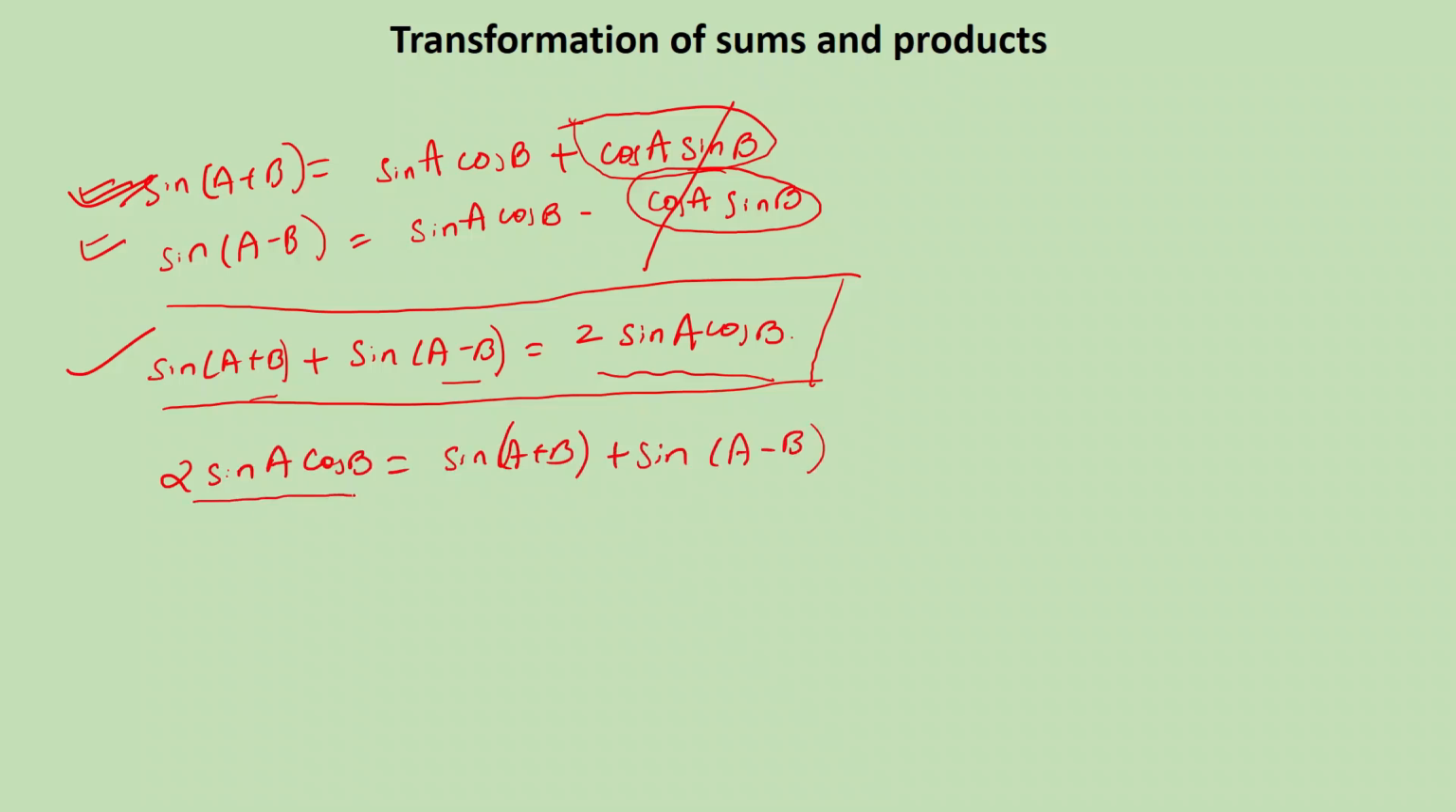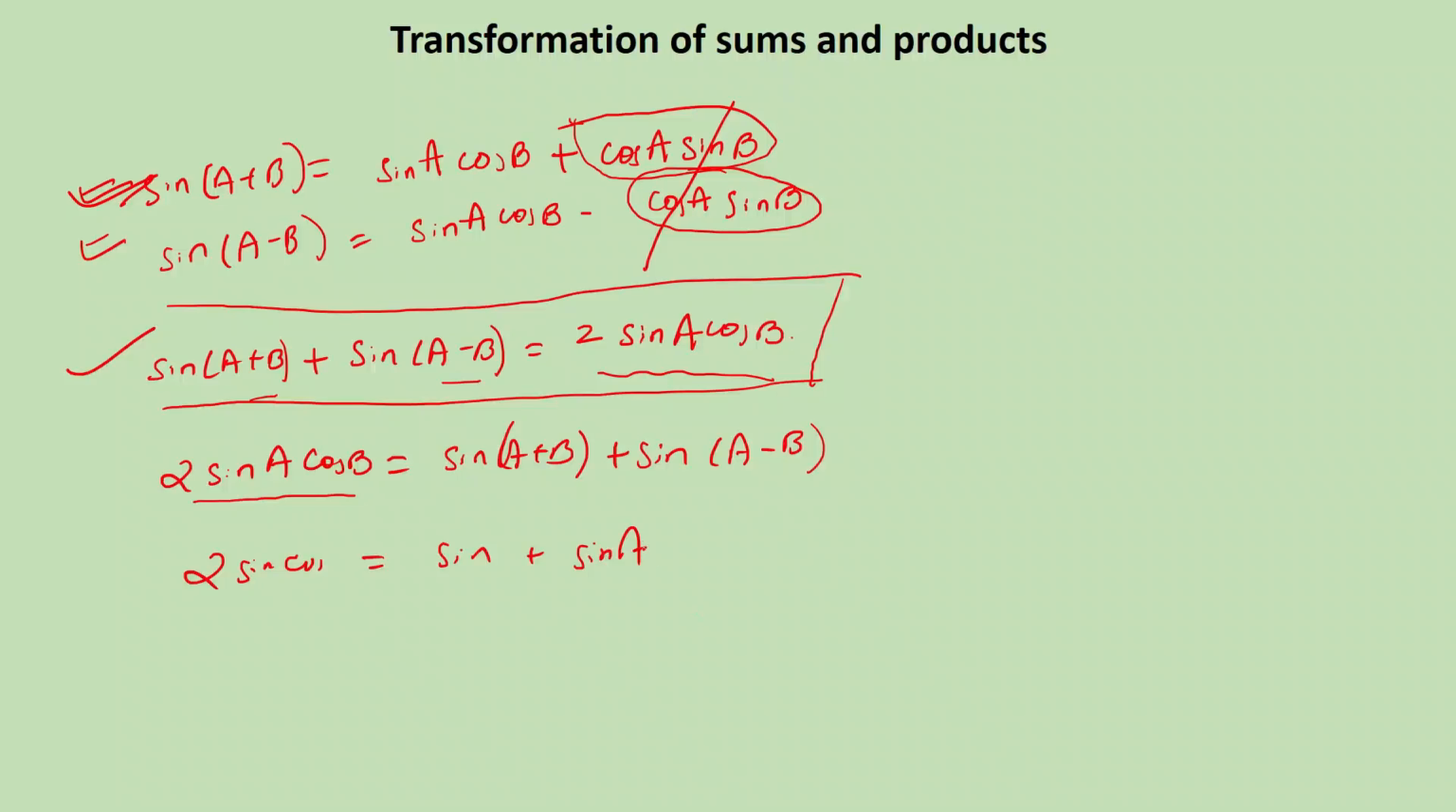So we'll see examples covering this. But for now, take my word for it and try to remember that 2 sine a cos b is sine a plus b plus sine a minus b. That means 2 sine cos is sine plus sine. Remember it like this: 2 sine cos is sine plus sine. It will help you remember all these things. Okay, 2 sine cos is sine plus sine.